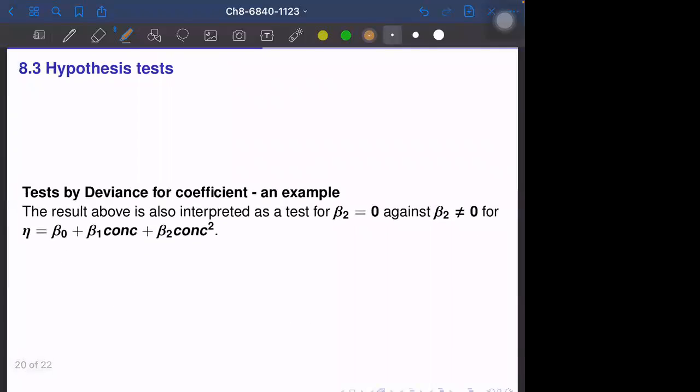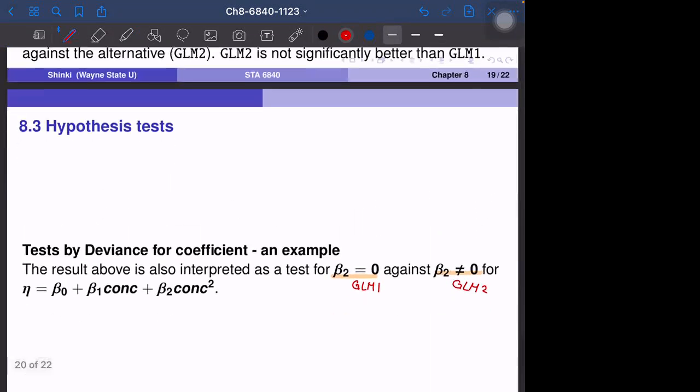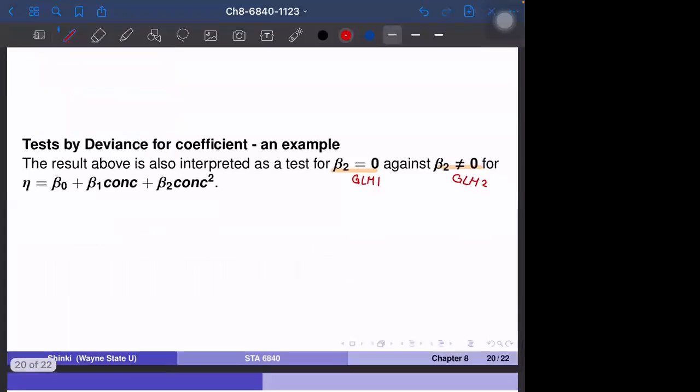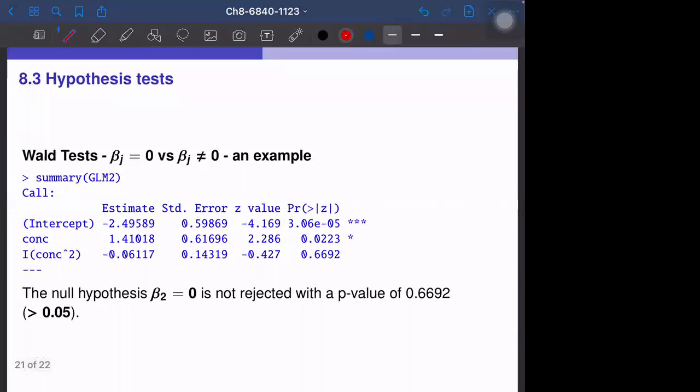And this can be used naturally to test coefficients, because the difference between the second model and the first model is whether or not beta 2 is equal to 0. So GLM1 doesn't have the quadratic term, and GLM2 has the quadratic term. So we can use this test for beta 2. But beta 2 can be tested directly, with the Wald test.